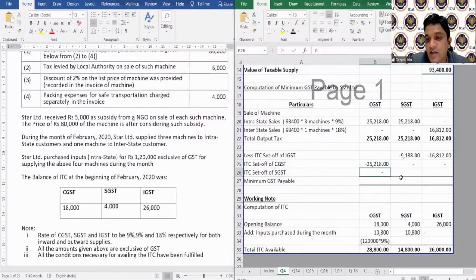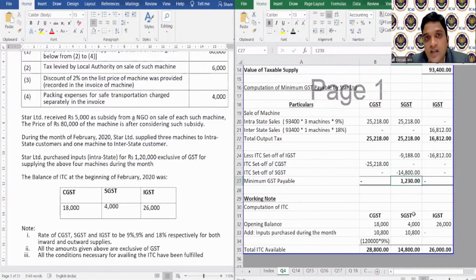Then ITC set off of SGST. I have 14,800 credit. Already I've taken 19,000 from the IGST balance, so the balance I will take from this. So after this offset, what is the GST payable? Fully utilized through ITC. A balance of 1,230 of SGST has to be paid. So this is the minimum GST which is payable.